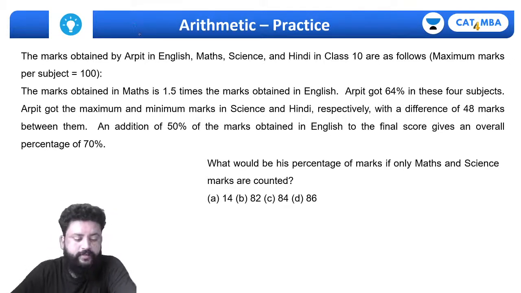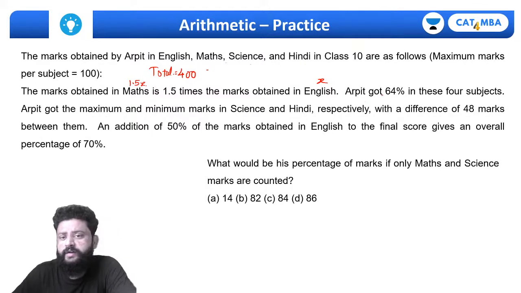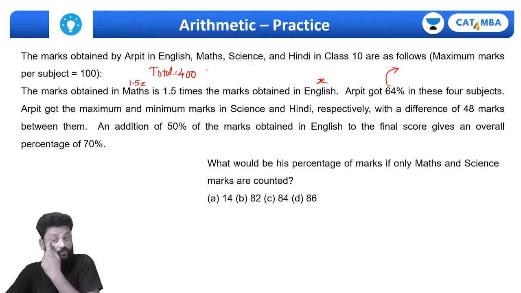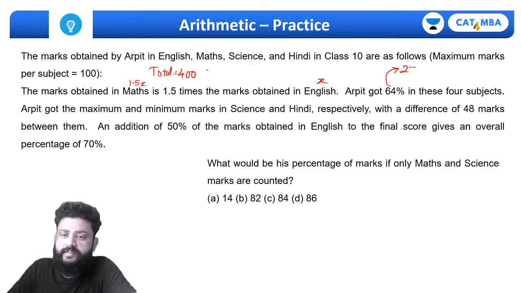The marks obtained by Arpit in English, Maths, Science, Hindi in class 10 are as follows. Maximum marks were 100. So what is the total of 4 subjects? 400. Then the marks obtained in Maths is 1.5 times the marks obtained in English. So if English is x, Maths will be 1.5x. Then Arpit got 64% in these 4 subjects. What is 64% of 400? 64 times 4, that is 256.